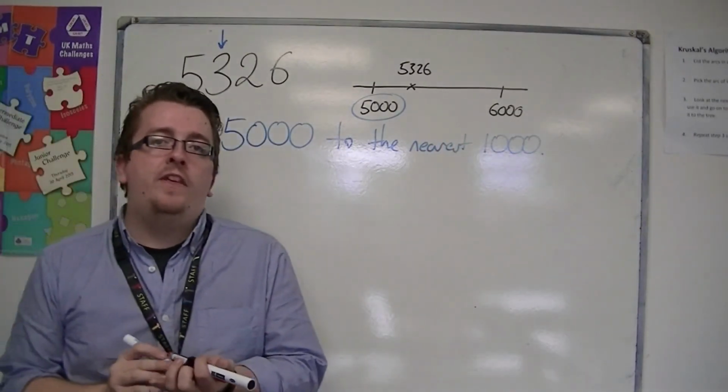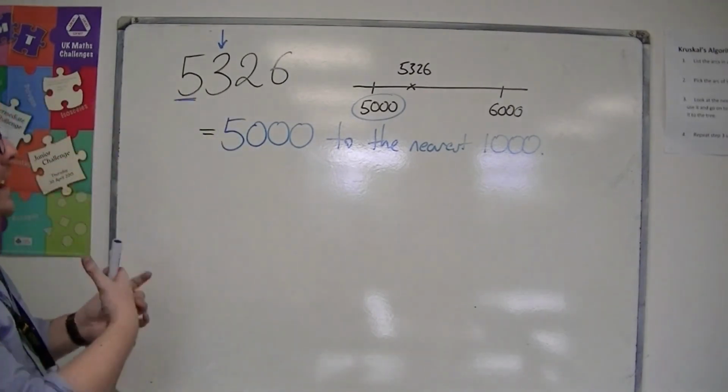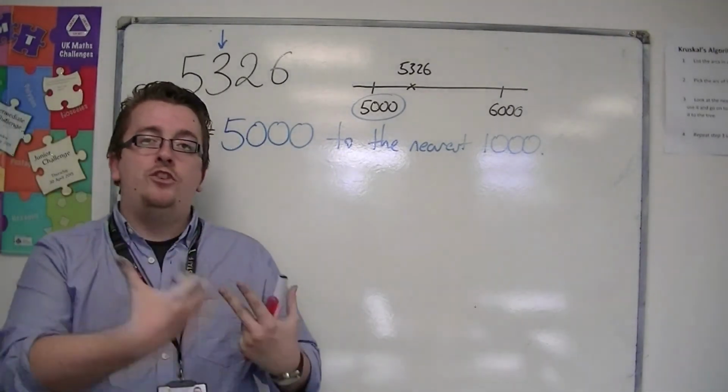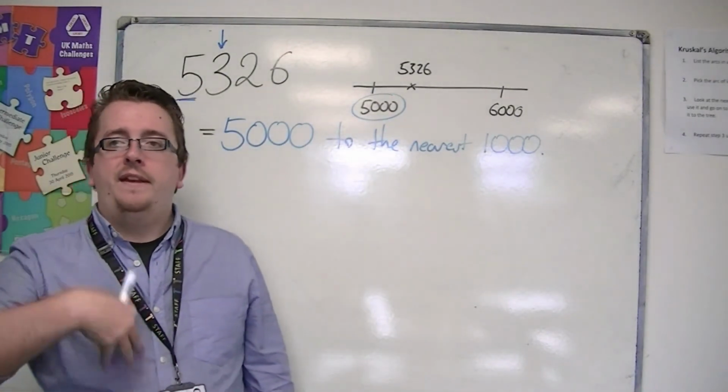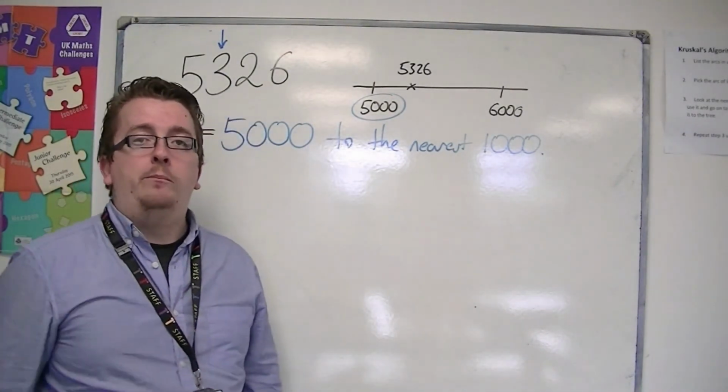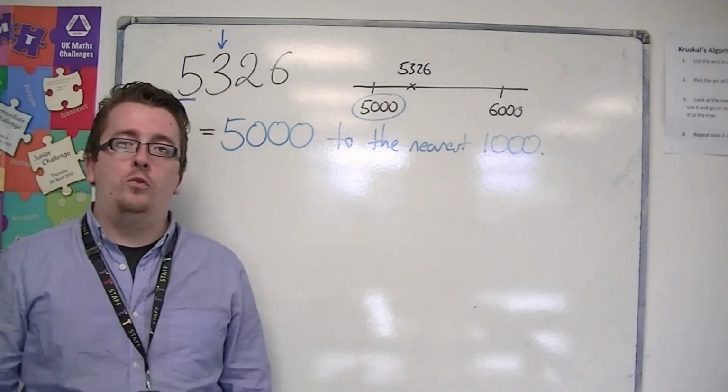Okay, so these are the methods of how you look at each number in turn and round to the nearest 10, 100 and 1,000. In the next video I'm going to go through some examples of this, just to make sure we are happy.